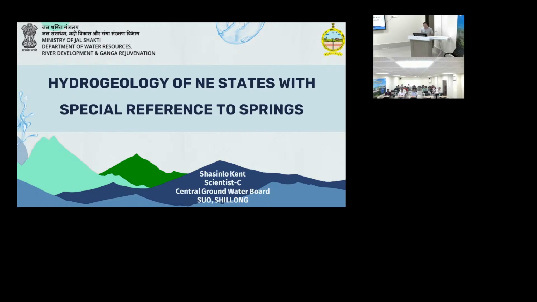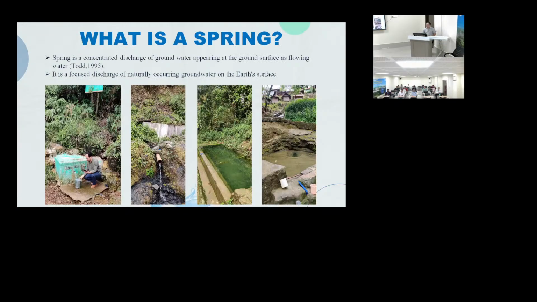To start with, yesterday sir has already explained what springs are. Just to review, we know that a spring is a concentrated discharge of groundwater appearing at the ground surface as flowing water naturally, as you can see in these photographs. All these photographs are from northeastern states. In actual field conditions, we can find different types of springs. It is a focused discharge of naturally occurring groundwater on the Earth's surface, as you can see in this photograph.